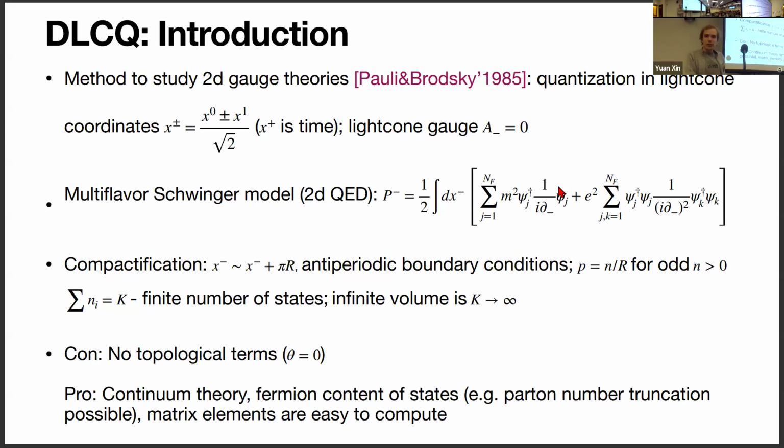One issue with all this is that it is impossible, or at least very hard, to study states with non-trivial topological structures, so we can only take the theta term equal to 0. But on the other hand, this gives us a continuum theory, and we only need to take one infinite volume limit. We can also explicitly see the fermion quantum numbers of states and do a baryon number truncation, for example, if necessary, to speed up the computations. And specifically in the DLCQ, the matrix elements are quite easy to compute.